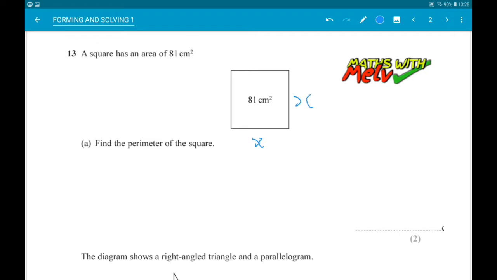then we know that the area of a square is base times height. So that means x times x. So that means then the area is x squared, which is also 81. Now what we can do from that is find the value of x. So if we square root, we get x is equal to 9.